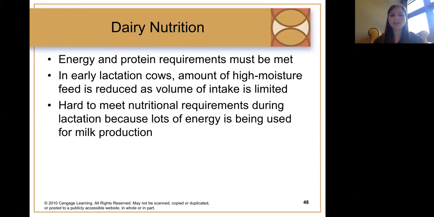Okay. During lactation, it's really, really hard to meet their nutritional requirements because so much energy is being used for milk production that the animal will actually break down some of their body reserves, like any fat that they may have, and that energy will go towards milk production. So it is really hard to meet their nutritional requirements because milk production is using so much.